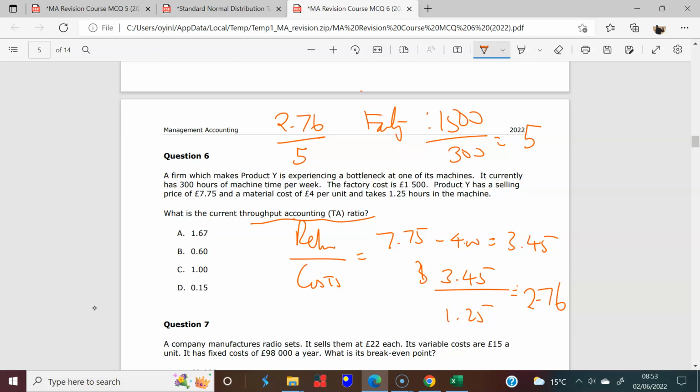Right. I've made an error somewhere because I don't have the answer. Let me look at that again. It's 300 machine hours. The factory cost is 1,500. I have this as 5. £7.75 minus 4. Sorry, this was £3.75. Forgive me. £3.75 divided by £1.25 was 3. So this is 3 over 5, and that's 0.6. So your answer is B.